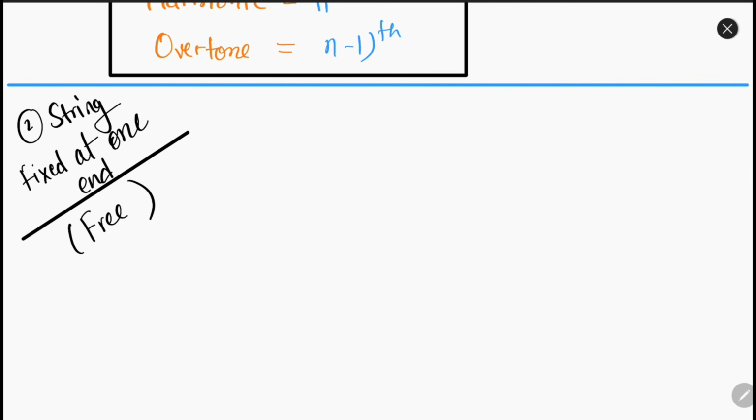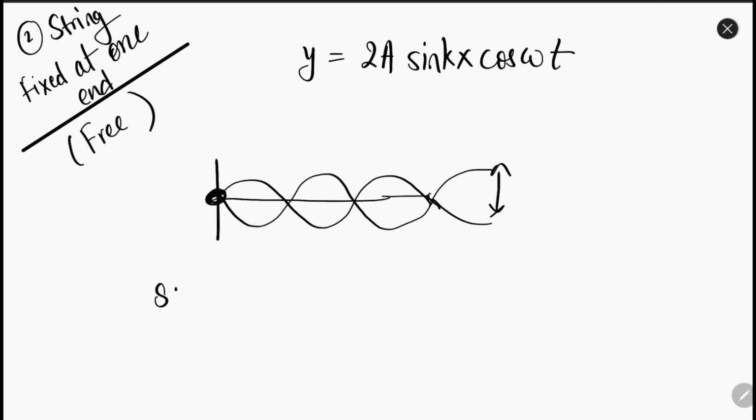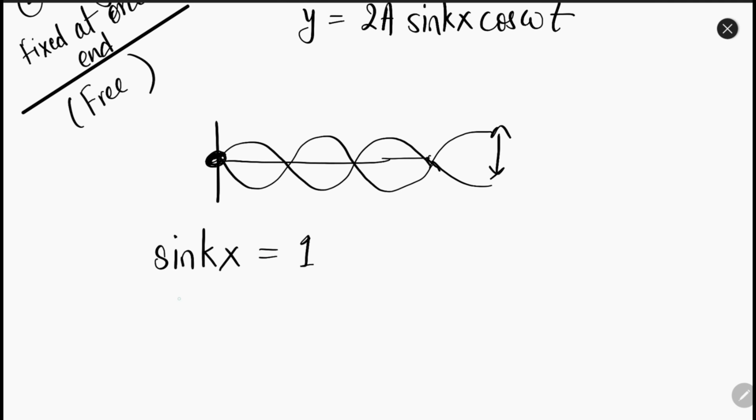Now let's see what happens if the string is attached at only one end. Again we know that y is equal to 2a sine kx cos omega t. The wave will have minimum amplitude at the closed or fixed end, and at the free end it will have the maximum amplitude.